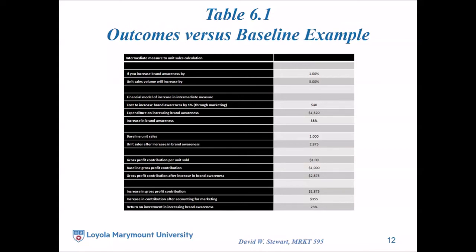Here's a simple calculation. It's actually in your textbook. I'm not going to take time to go through it, but you can obtain information that would tell you if I increase brand awareness by 1%, how much will unit volume increase by? Well, in my example here, it's 5%. If I know that, then I can do a whole variety of other computations that let me get to return on investment for increasing brand awareness.